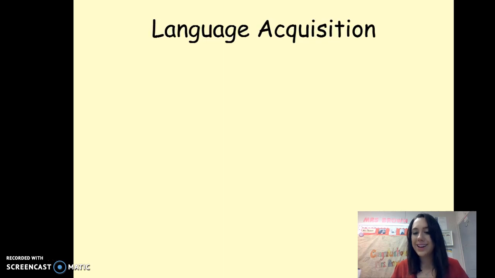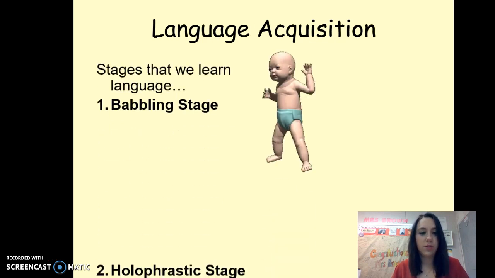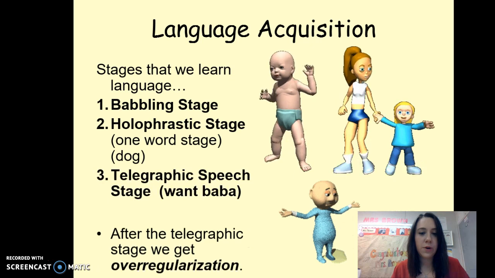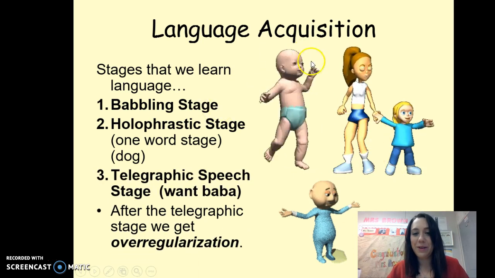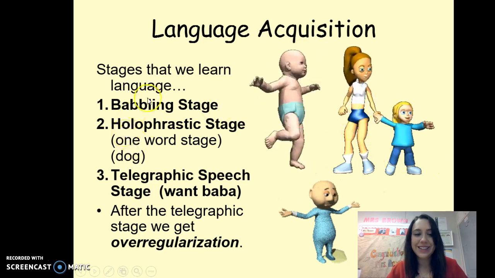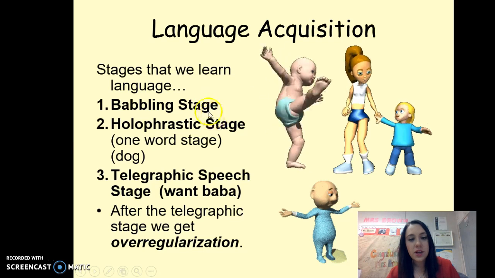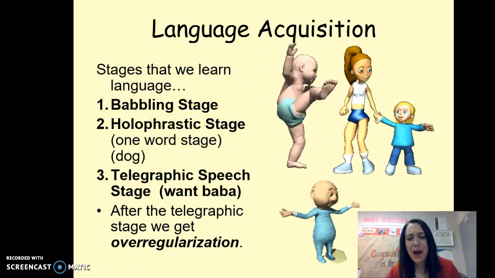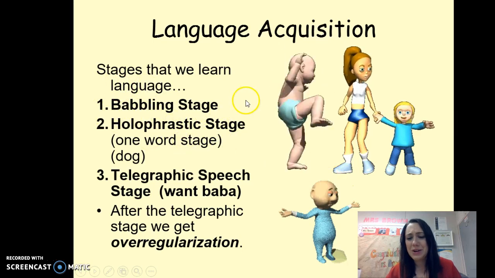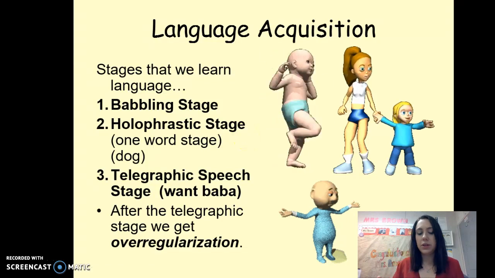Okay, how do we learn how to speak? We go through language acquisition, and there are stages that we go through. I'll put all these up for you, and you can pause the video if you want to write this down. The first stage is the babbling stage, where babies are making noises and babbling. It doesn't sound like a word. It just sounds like babbling.